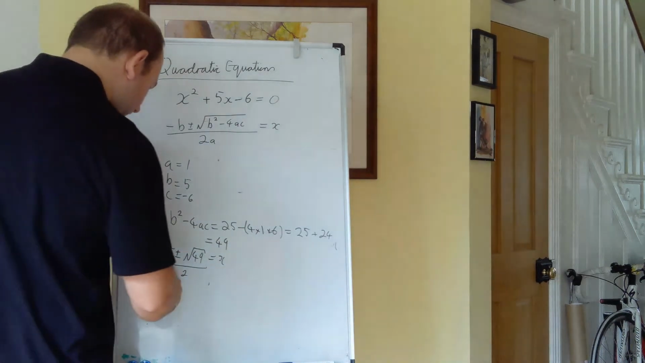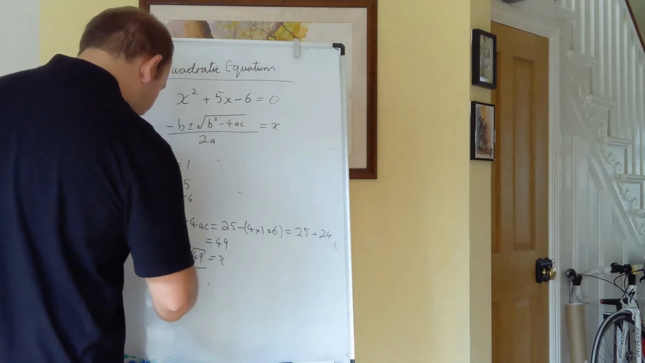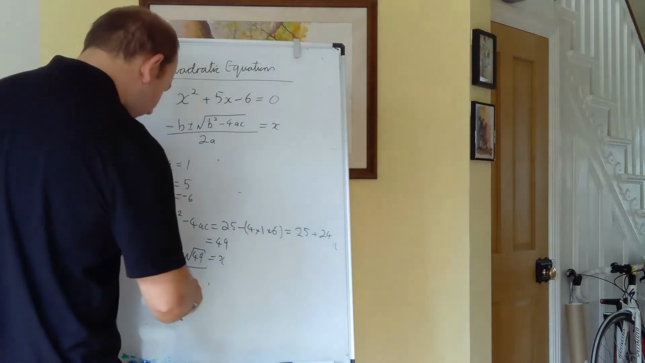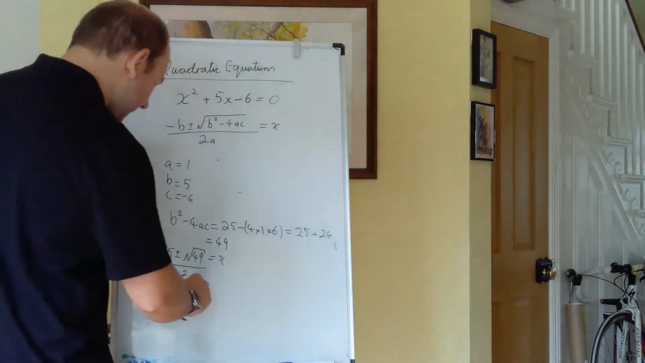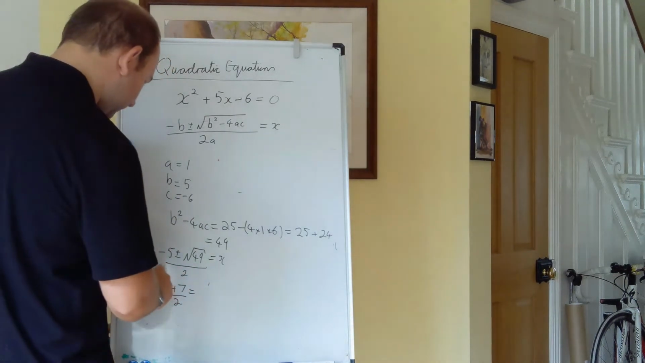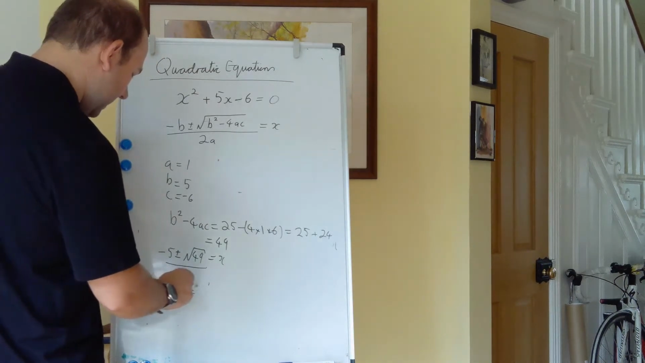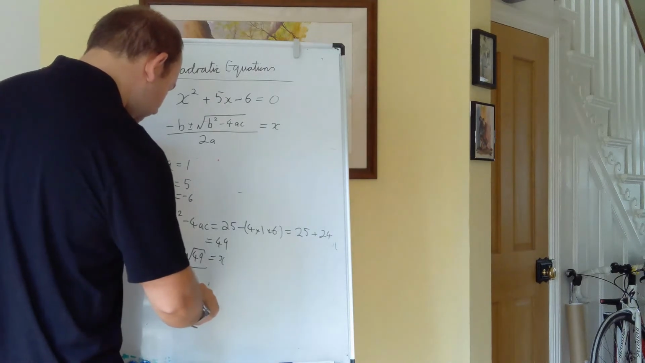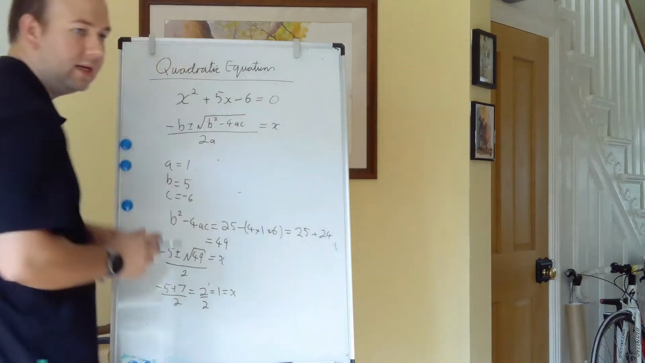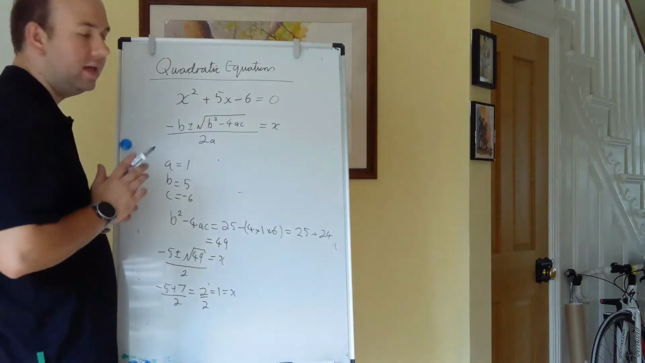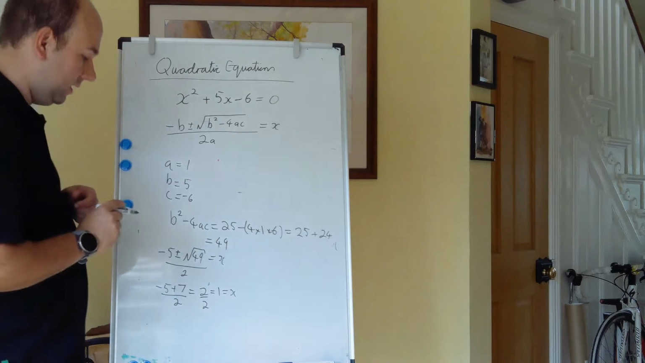So we are going to have minus 5 plus the square root of 49, which is 7, all over 2. So this is going to be equal to minus 5 plus 7 is 2, divided by 2, which is equal to 1. So that's one value of x. And if we go back to the earlier part of this video where we did this by factorisation or trial and error, this was one of the solutions we came up with.